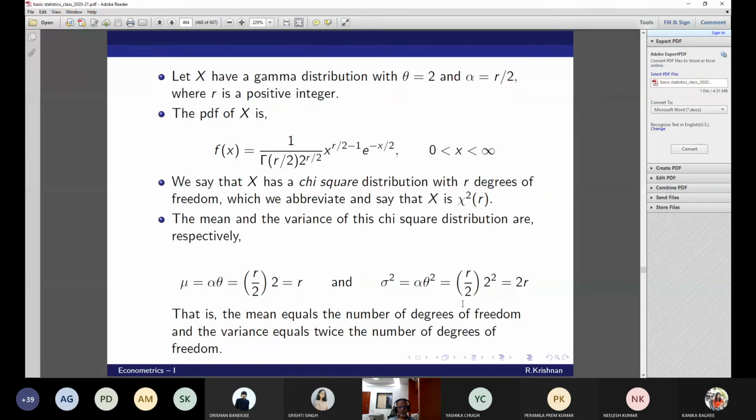The mean and variance of this chi-square are respectively mu equal to alpha theta, r by 2 times 2 equal to r, and sigma square equal to 2r. So the mean equals the number of degrees of freedom, and the variance equals twice the number of degrees of freedom. Can somebody derive the moment generating function of a chi-square random variable? Has anybody done that?